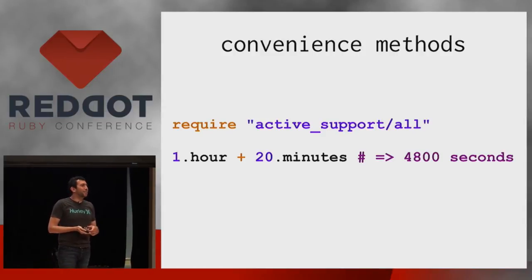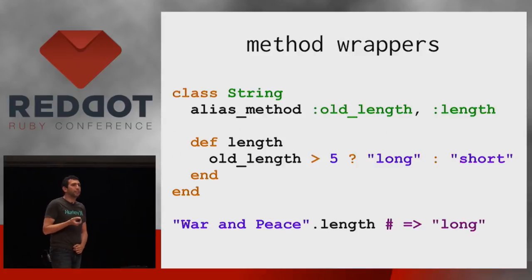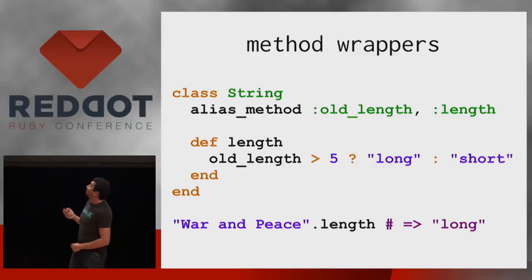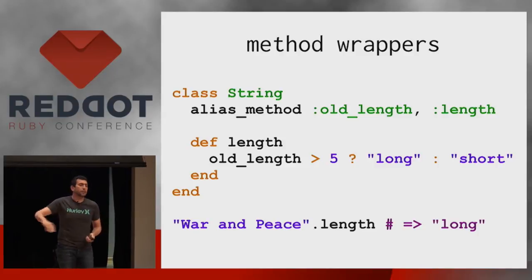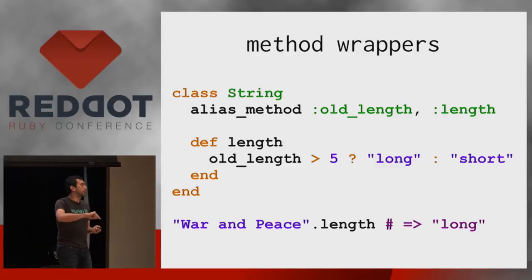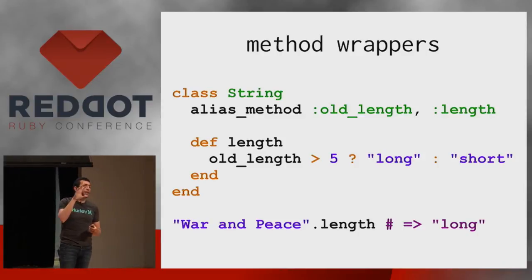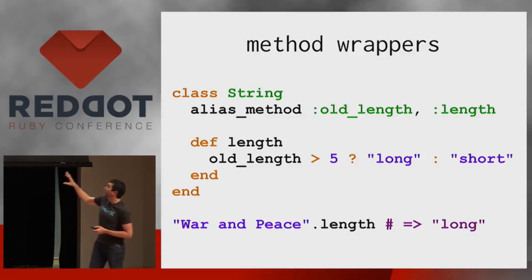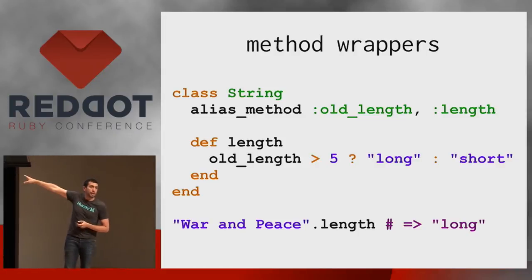Then there is another use case, which is usually not mentioned, but actually I feel it's important because it's so common, and it's method wrappers. The idea here is that instead of just replacing a method, I'm adding more code around an existing method. In this case, I'm renaming the method first, then monkey patching it. The mechanics are not important. The important part is the fact that I can wrap code around the length method in strings. So now, when I call length, I'm relying on the previous length to do something else.